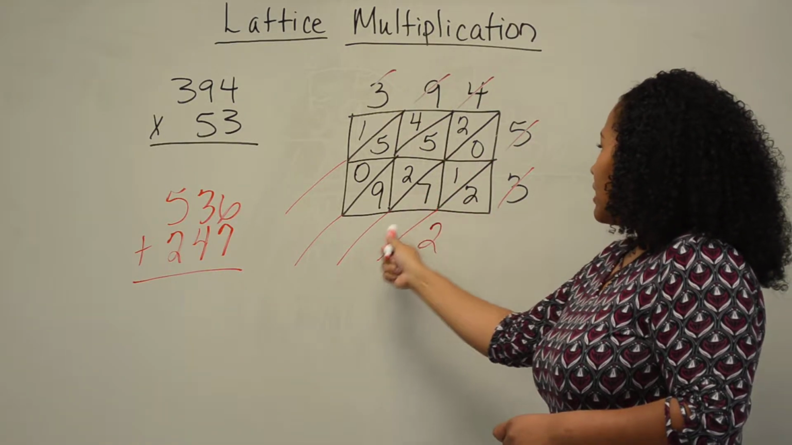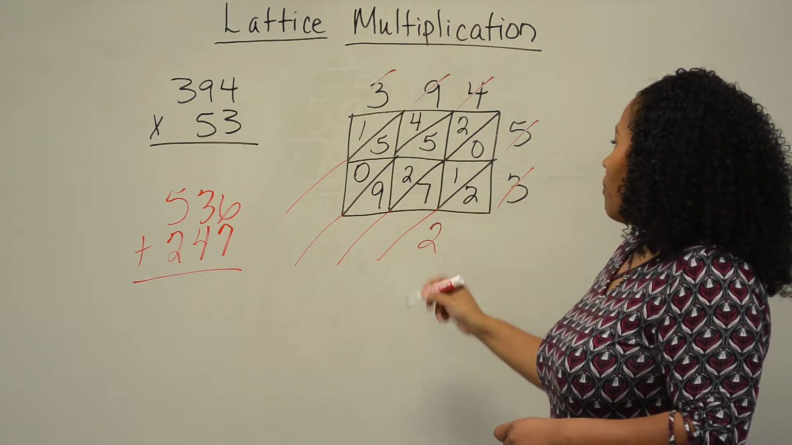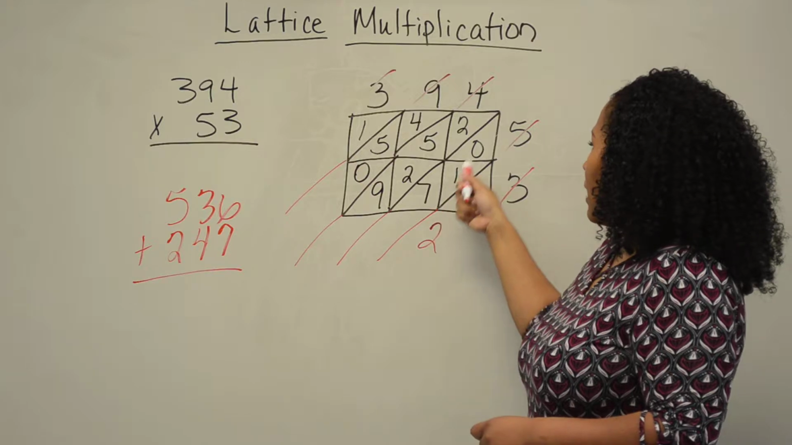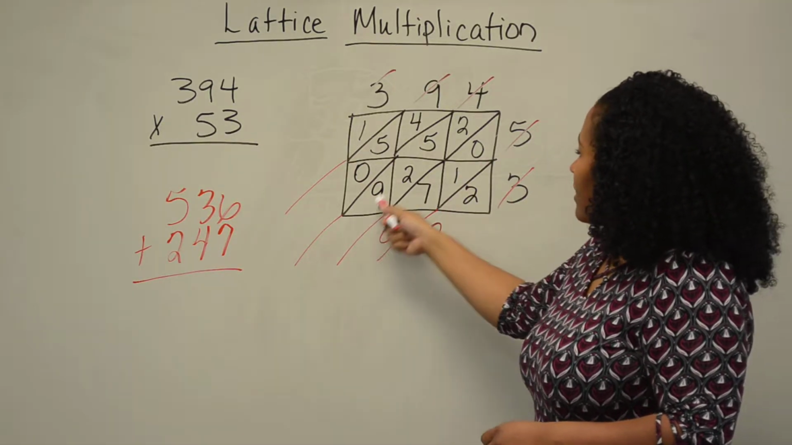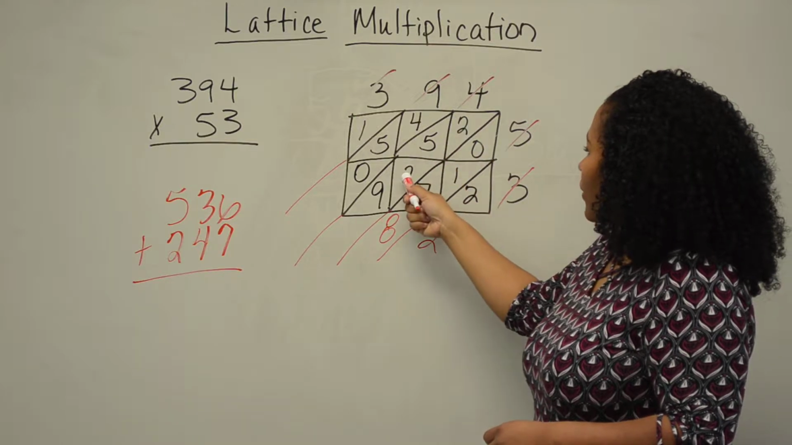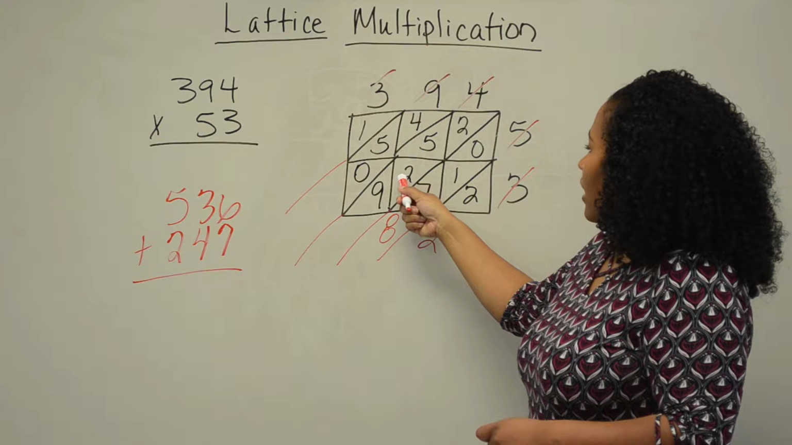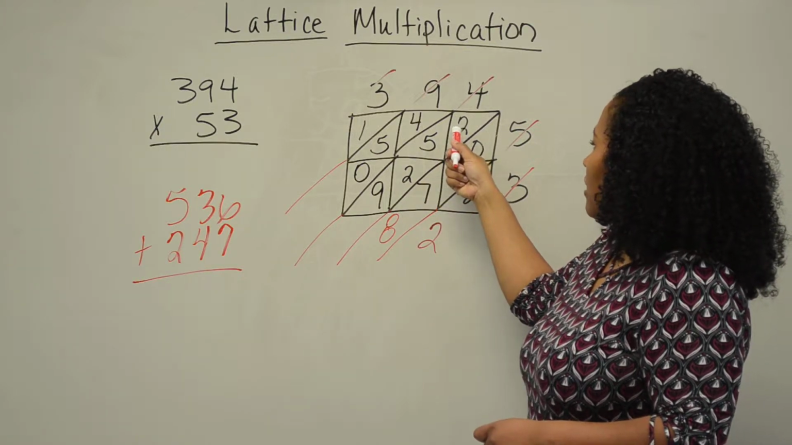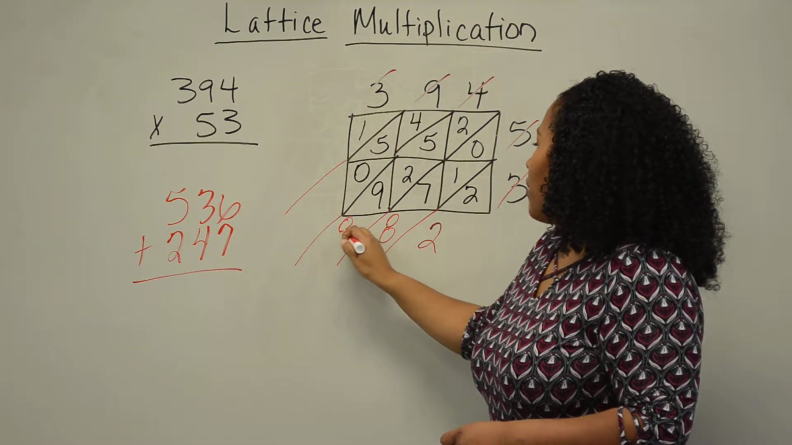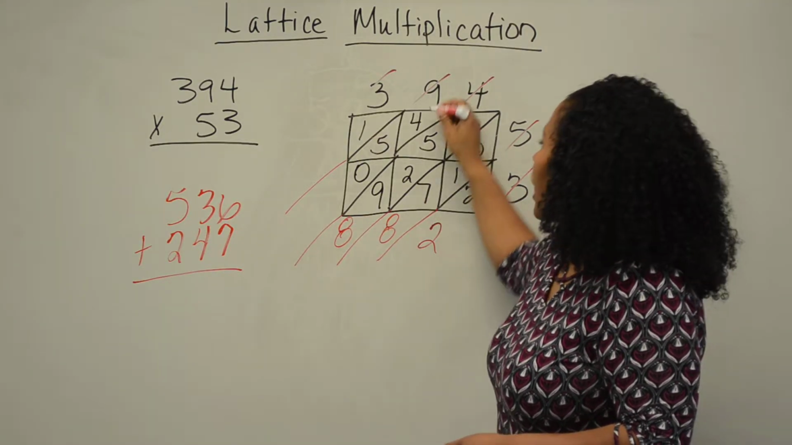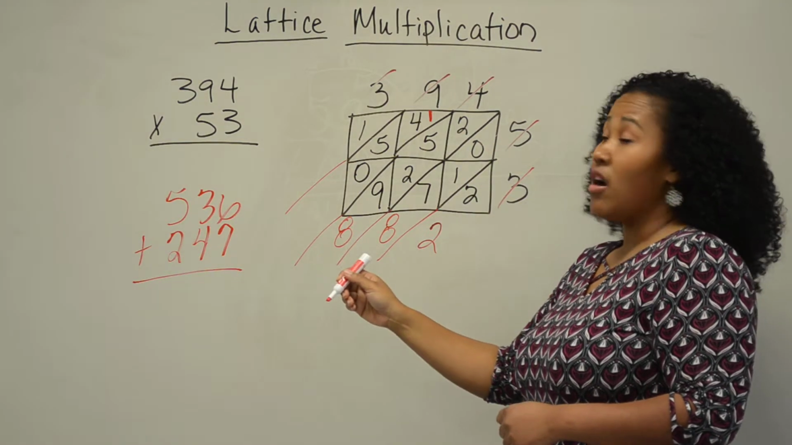The second line diagonally, there's a 7, 1, and a 0. I'm going to add that up. 7 plus 1 equals 8. 8 plus 0 equals 8. My next line has a 2, a 5, a 2, and a 9. So 9 plus 2 equals 11. 11 plus 2 equals 13. 13 plus 5 equals 18. I put my 8 here, and then I'm going to carry a 1 to the next diagonal row.